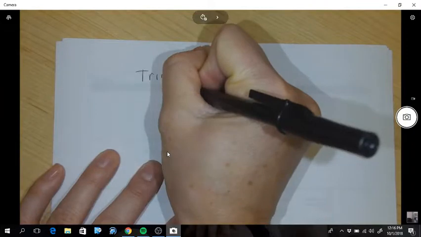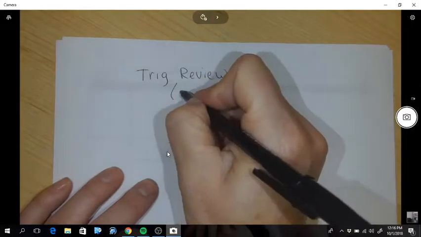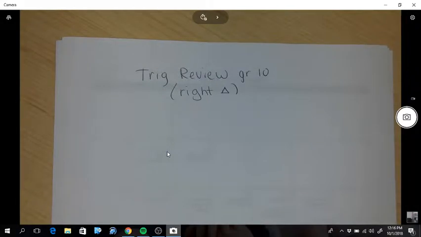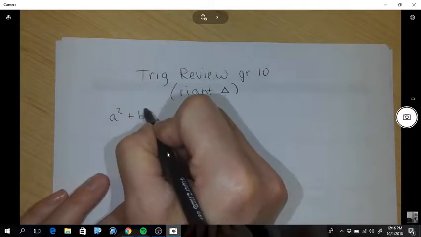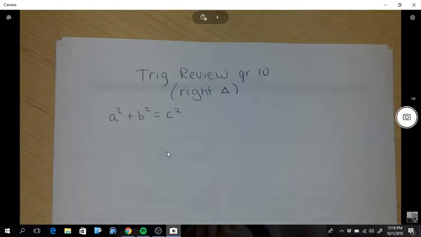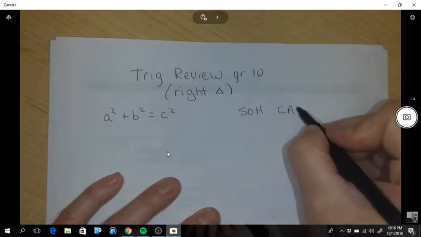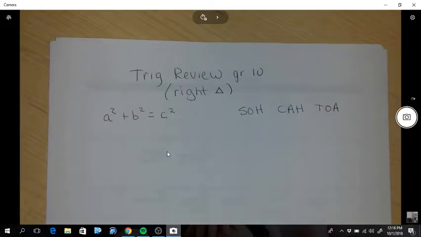Okay, today's lesson is going to be trig review from grade 10, which you learned about right triangles. Some things you learned about right triangles: you learned that there is a formula if you are given two sides to find the third side. This is the Pythagorean theorem. You also used SOHCAHTOA as a method when you would have an angle, a side, or only two sides and need an angle.